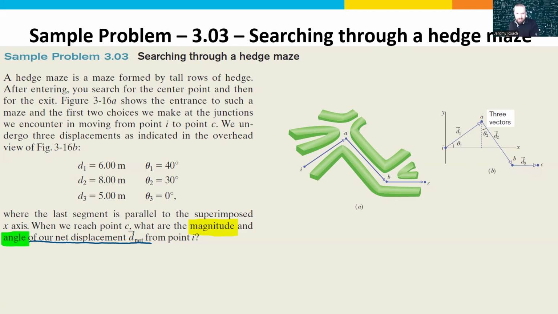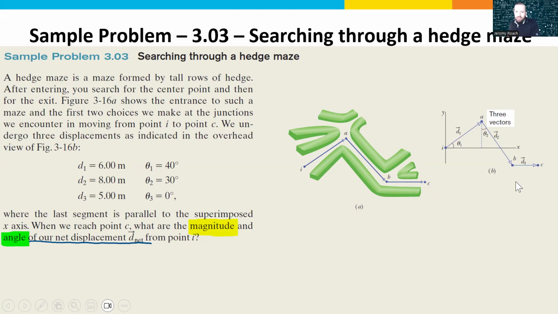So it says the last segment is parallel to the x-axis. So that's D3, and that's a good thing. That means we can just say that dx is equal to D3, which is equal to 5. When we reach point C, what are the magnitude and the angle of our net displacement from point I?